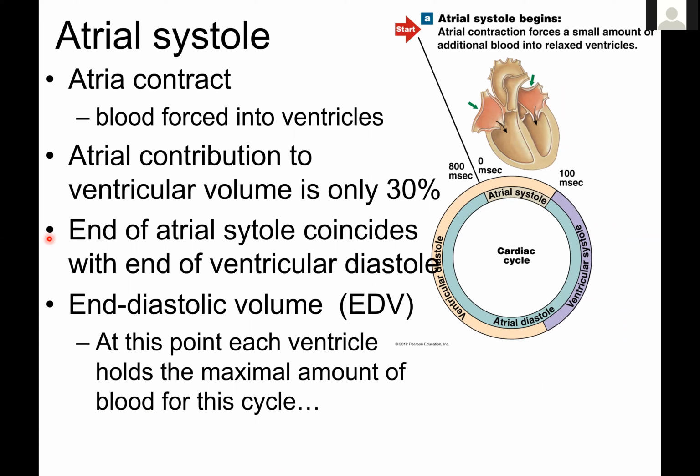All right, so what happens at the end of atrial systole? Well, it coincides with the end of ventricular diastole. If you look right there, we go, got my cursor back, it was going AWOL for a second. Atrial systole ends, and then ventricular systole begins. So end diastolic volume is the theoretical point at which the ventricle holds the maximum amount of blood, not of all time, but for that particular cycle.